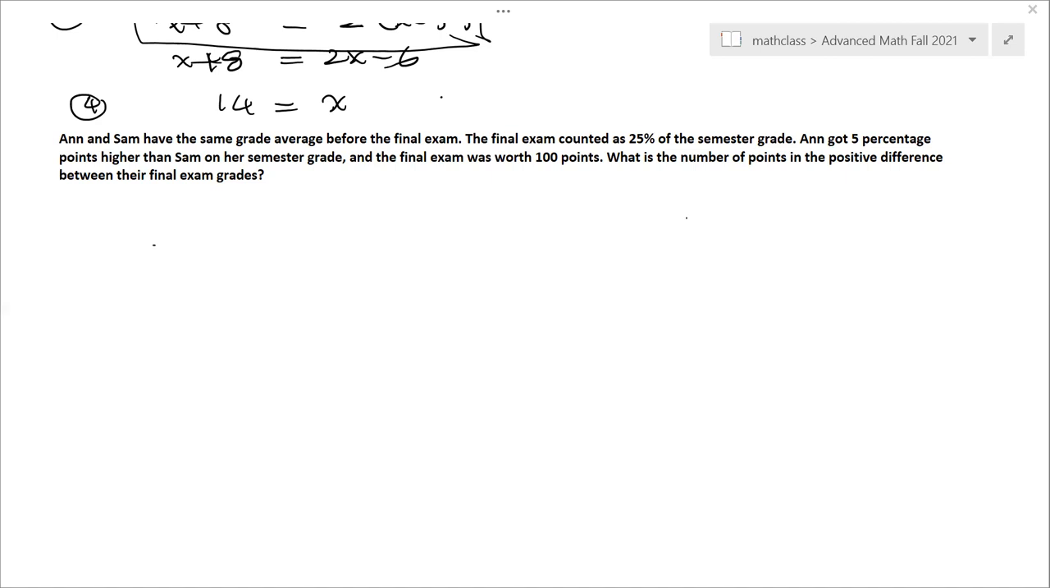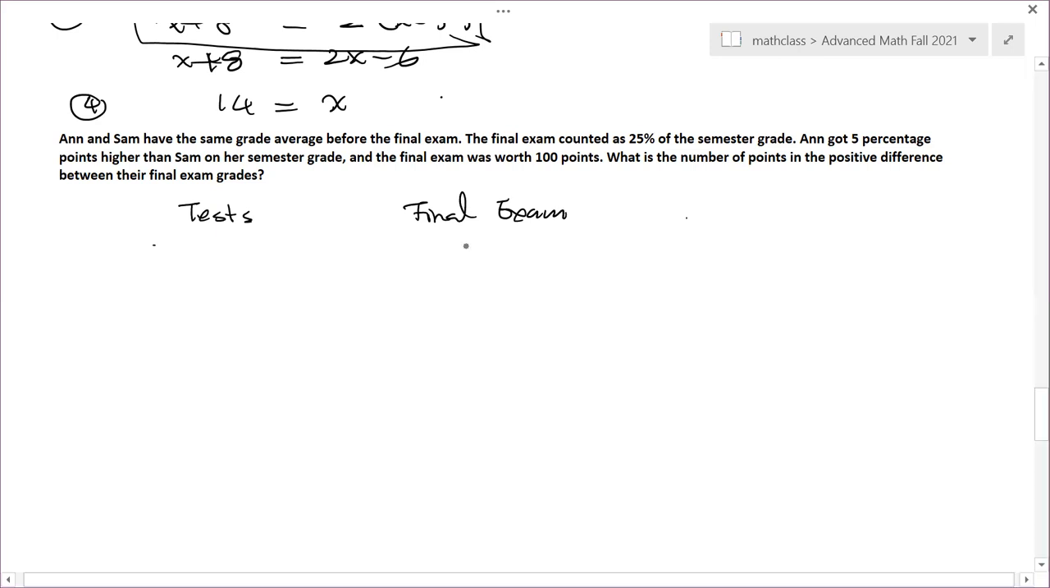Yeah. So, we have test scores. We have a final exam. Okay, let's see. The final exam was worth 100 points. We also know that final exam counted 25% of the semester grade. So how many points for the test? I think the total should be 400 because 100 out of 400 is 25%. So that should be 300 total. Okay, total 300 points for the tests.